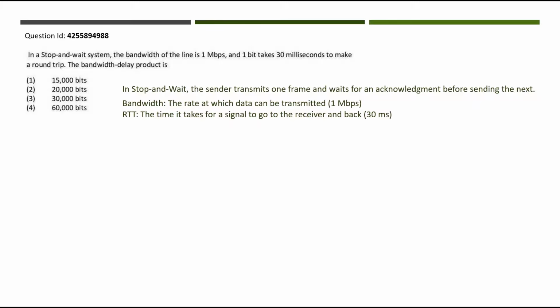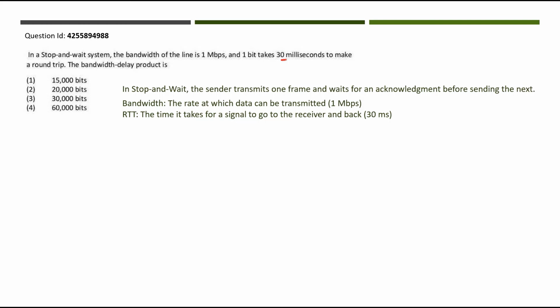In stop and wait system, the sender transmits one frame and waits for an acknowledgement before sending the next. So what is bandwidth here? The rate at which data can be transmitted. That is given as 1 megabits per second. And what about the round trip time? The time it takes for a signal to go to the receiver and then back. So this is 30 milliseconds, taken from the question. So this round trip time and bandwidth parameters are a part of stop and wait system.